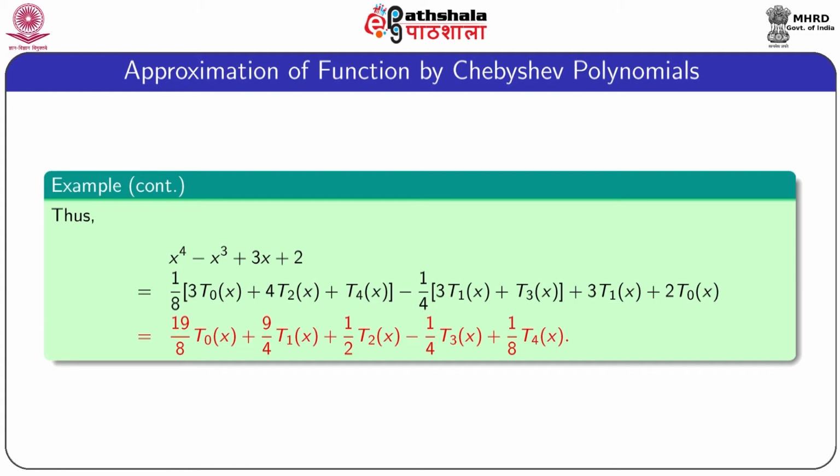That means the ordinary polynomial can be expressed with the help of Chebyshev polynomials, and the degree of the Chebyshev polynomials is also 4.